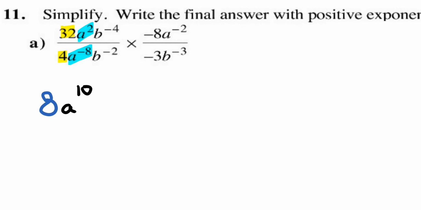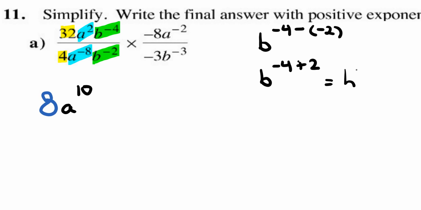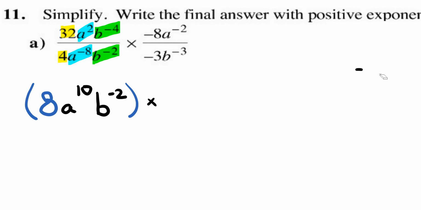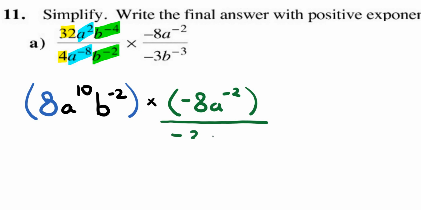Okay. And then I have b to the power negative 4 divided by b to the power negative 2. So mathematically, that's the same thing as b to the negative 4 minus bracket negative 2, which is b to the power negative 4 plus 2, which is b to the power negative 2. Now I'll put that in a bracket, because now I'm going to multiply that by the next fraction. And the next fraction here, there's not much I can really do. I can write this as negative 8a to the power negative 2, and then divide that by negative 3b to the negative 3.